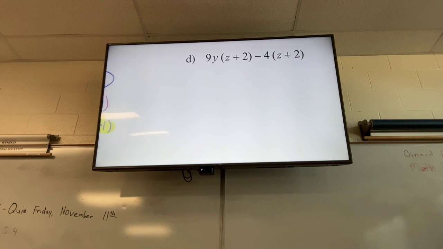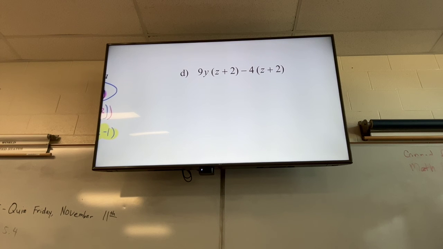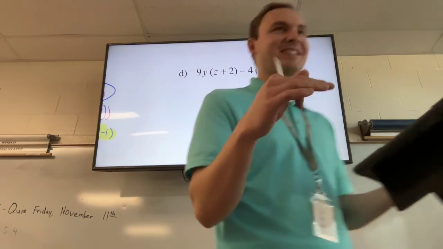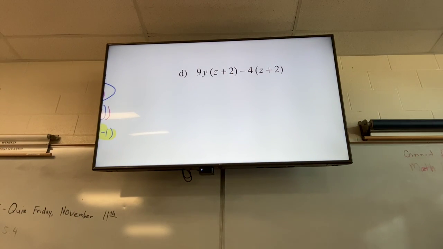Anyway, can I move on to D? All right, Paige, do D for me, please. Factor it. We're not distributing. We're factoring. How do I factor this? Is it just 9y minus 4, and then c plus 2?